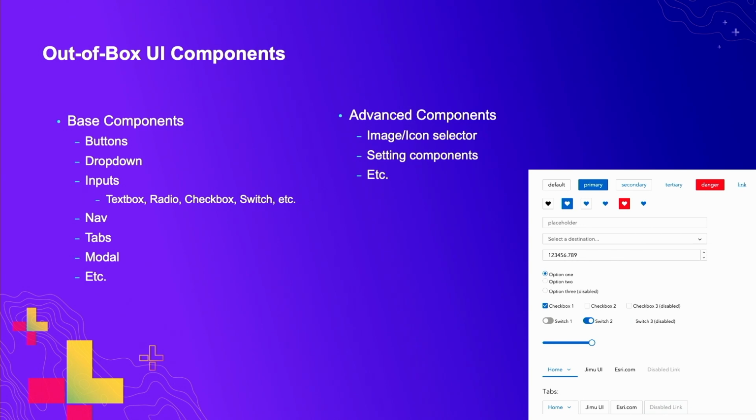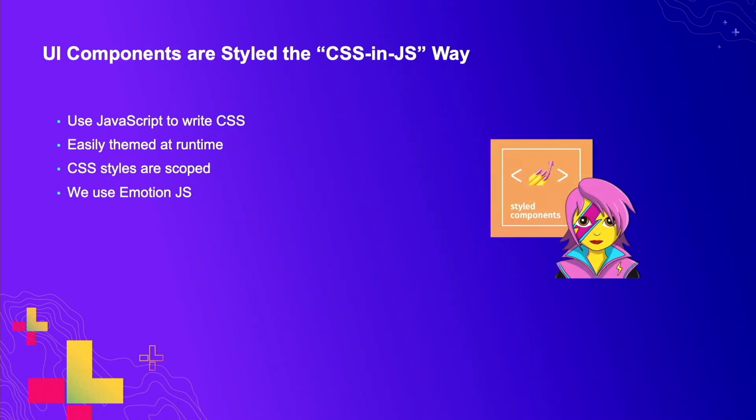Okay. So you may wonder how the UI components are styled. In Experience Builder, we use the styled, or CSS-in-JavaScript, way to write CSS. There are several benefits of taking this new approach. The first one is that using JavaScript to write CSS allows you to write logic and conditions within your CSS code. And you can also update the theme at runtime very easily.